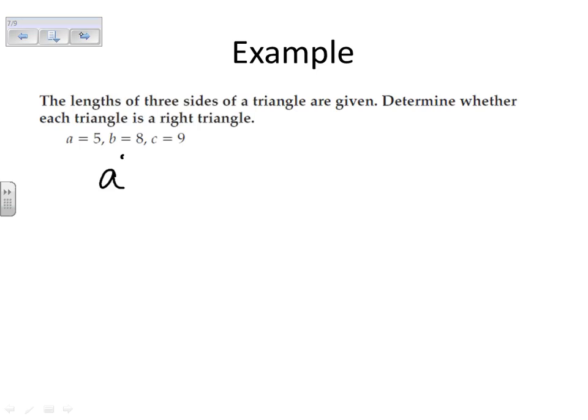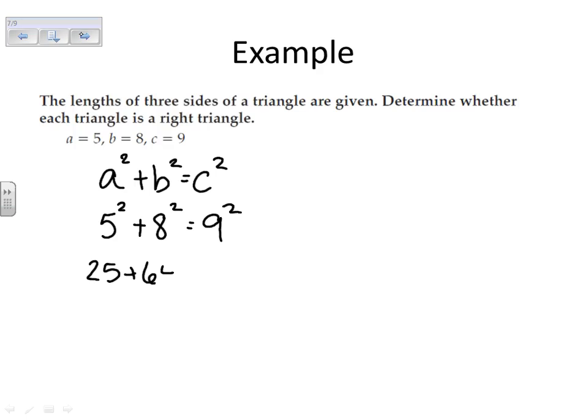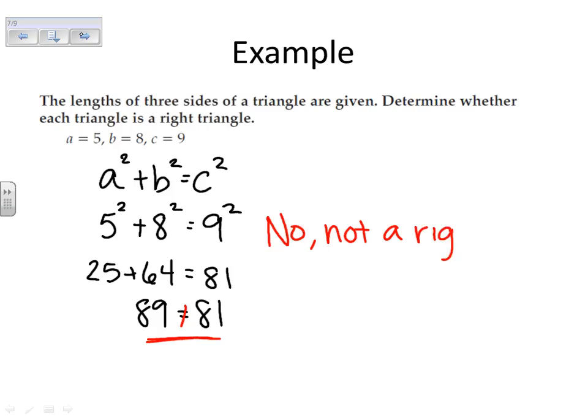Okay, so we've got our Pythagorean theorem as A squared plus B squared equals C squared. Okay, we're plugging it into the Pythagorean theorem. So we've got 5 squared plus 8 squared equals 9 squared. And then we just solve. So 5 squared is 25 plus 64 equals 81. 25 plus 64 is 89 equals 81. Okay, now does everybody see that this does not equal? 89 does not equal 81. So this is no, not a right triangle. Okay, because these do not equal, that means it's not a right triangle.